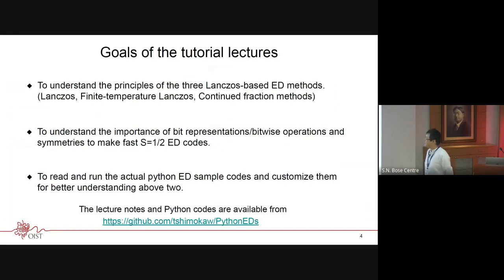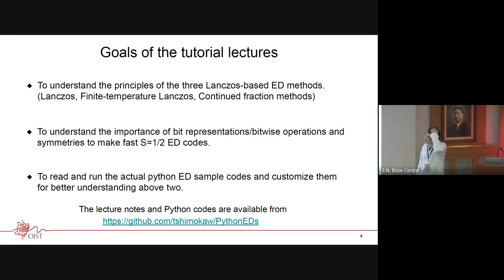I was asked to give the ED tutorial from scratch, so I assume that everyone is not familiar with the ED method itself. In this tutorial, I set goals. I'd like you to understand the principle of the lambda space ED method. The detail will be given about the Lanczos and the finite temperature Lanczos and the continued fraction method. These are the fundamental techniques to investigate the quantum state property, finite temperature and dynamical features of the quantum matrix by using the ED methods.